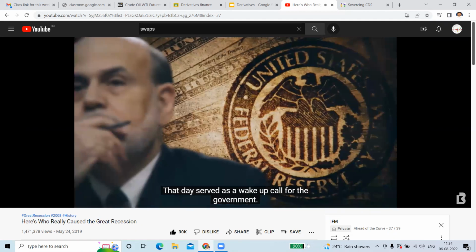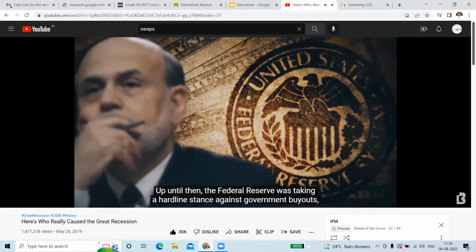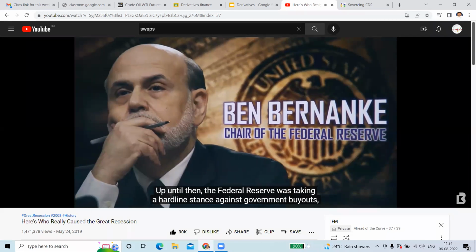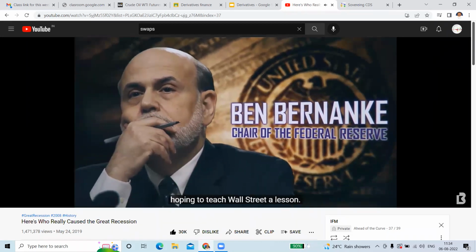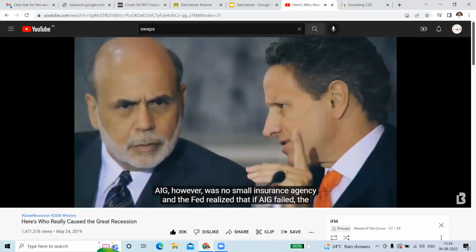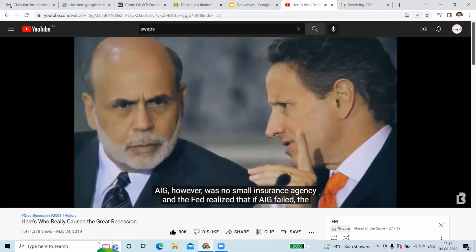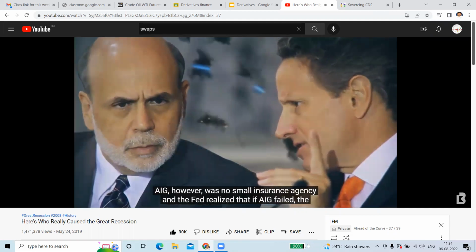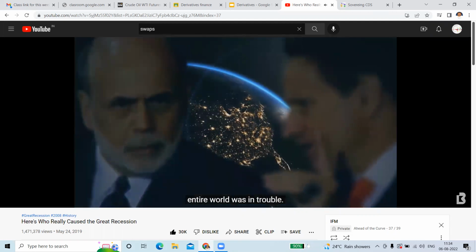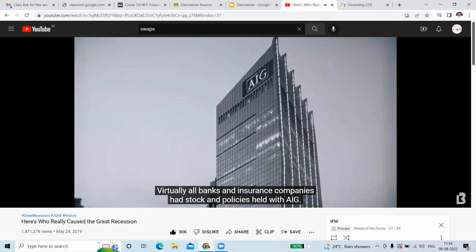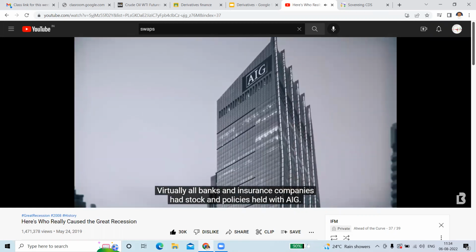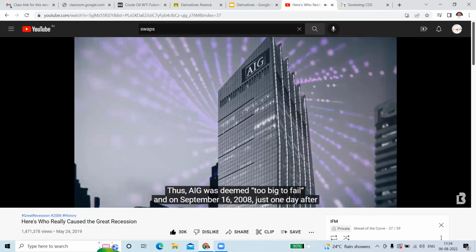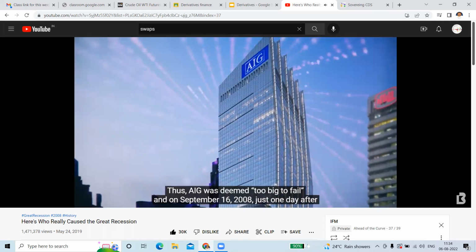That day served as a wake-up call for the government. Up until then, the Federal Reserve was taking a hardline stance against government buyouts, hoping to teach Wall Street a lesson. AIG, however, was no small insurance agency, and the Fed realized that if AIG failed, the entire world was in trouble. Virtually all banks and insurance companies had stock and policies held with AIG. Everything was too connected. Thus, AIG was deemed too big to fail.